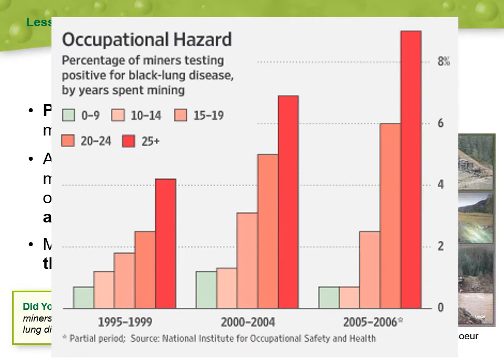If you look at this graph, it shows what is happening to the health of our miners, especially with black lung disease, by how many years they have spent mining. If they're only mining for a few years, up to 14 years, things have actually gotten better over time for miners. But for the long-term miners, things have gotten worse. If you were a miner for 25 plus years, more of them are getting black lung at this point. So things have actually gotten a little bit worse.